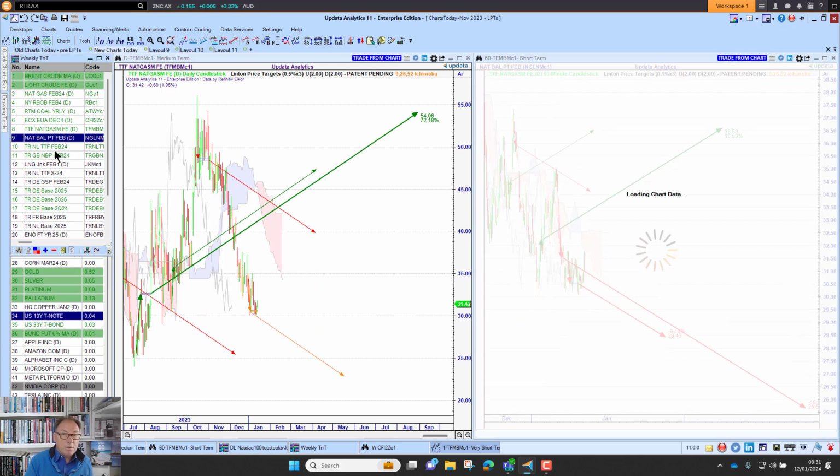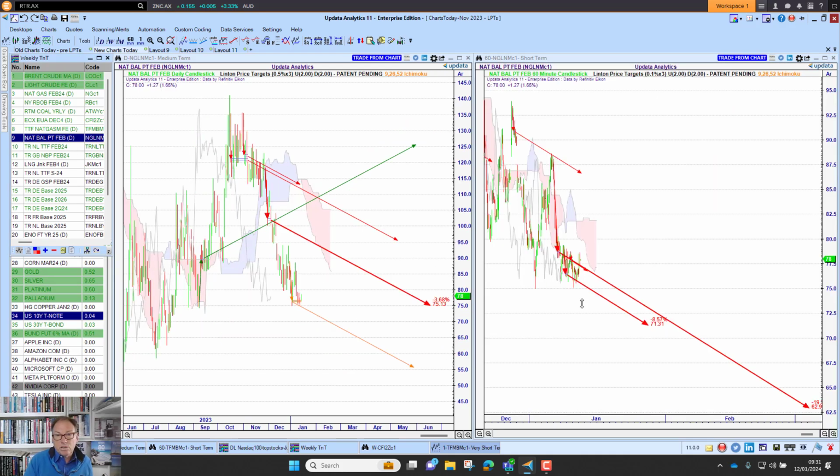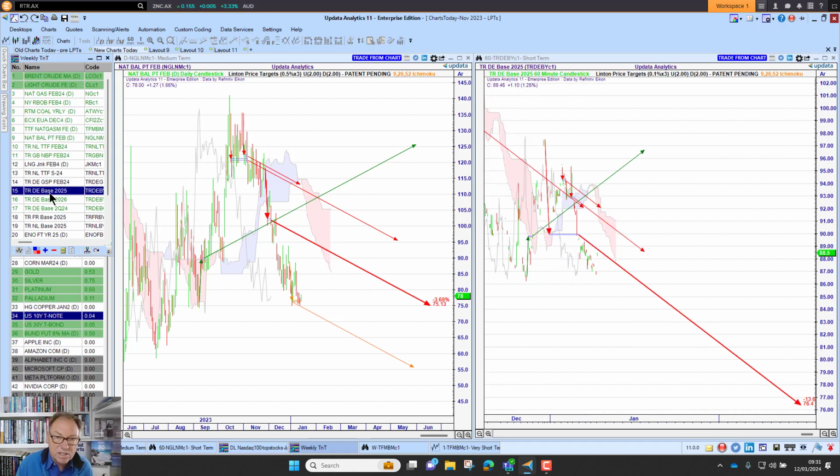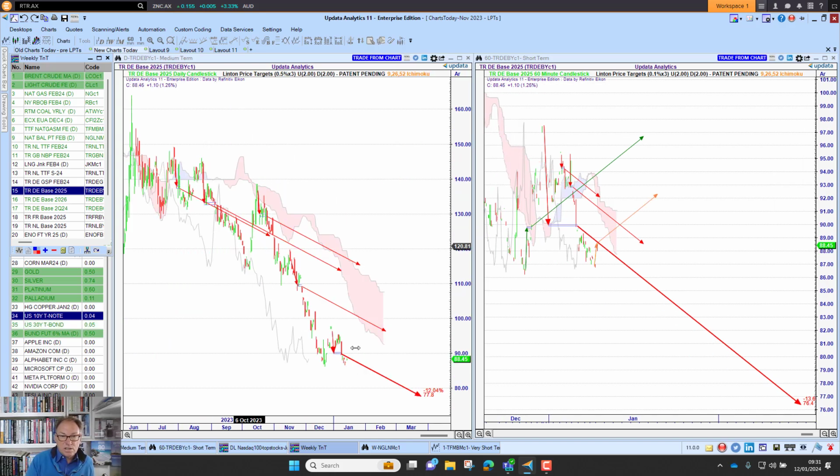Looking at NBP, we've got a similar picture, of course. Downside target still dominating, so really quite key there. And 75 is the critical level there to hold. German power is still looking pretty bearish. Downside targets all the way. 77.80 is the target. We've got another one here to 76.40 on the short-term chart. So you really, really cannot ignore that.